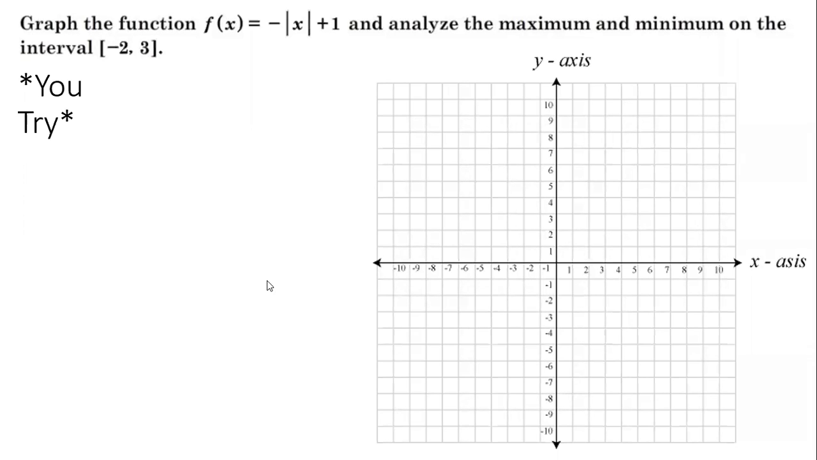If you have the graph f of x equals negative absolute value of x plus 1, and you analyze the maximum and the minimum on the interval -2 to 3, what would be your max and what would be your min? When you graphed, did you use the vertex and the slope, or did you create a table?